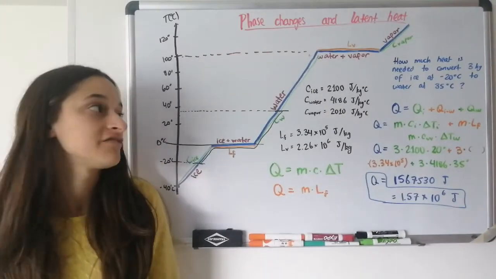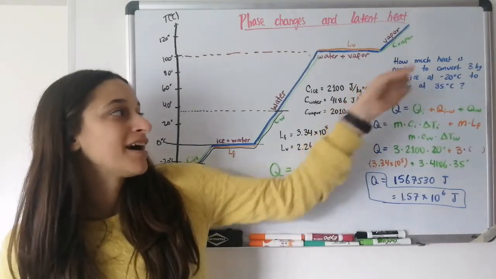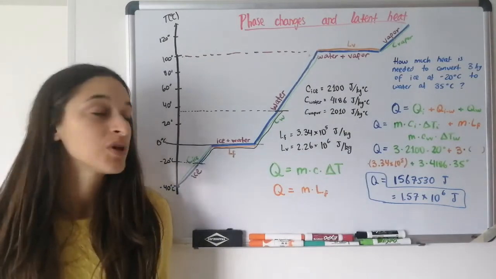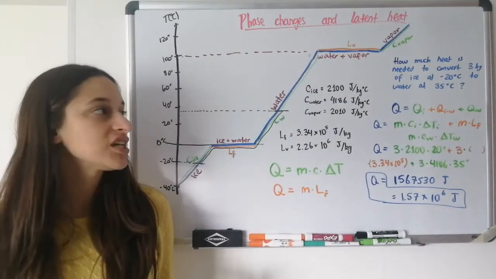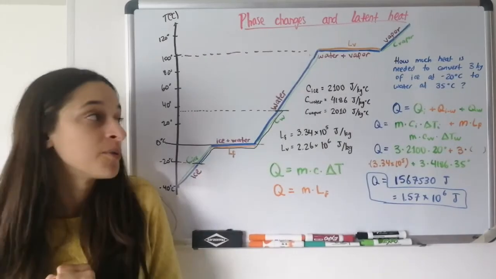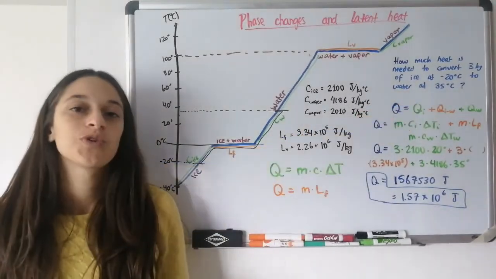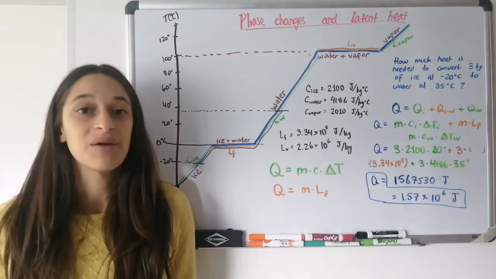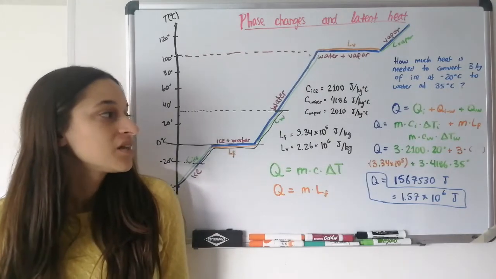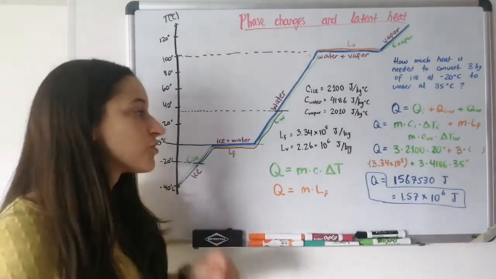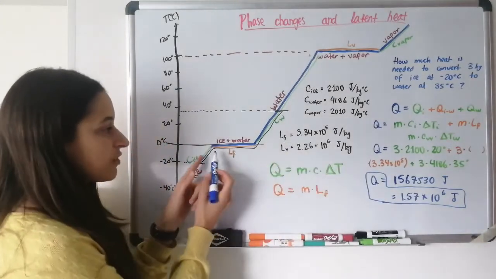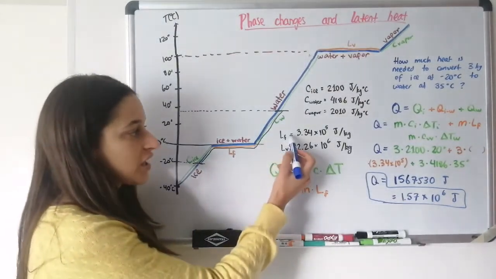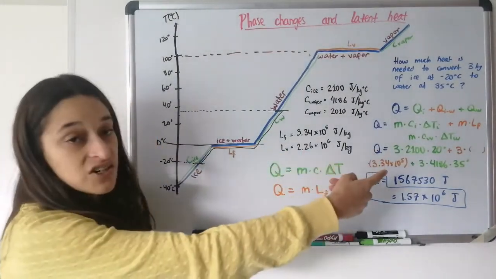Now, what would have happened if instead of asking you to convert from ice at -20 to water at 35, I would have asked you the opposite question. How much heat energy do I need to take away from water at 35 degrees to convert it into ice at -20 degrees? You would have done exactly the same process, but everything would be negative. When you're going from ice to water and you require energy to do that, you use LF as a positive number, as we did here.